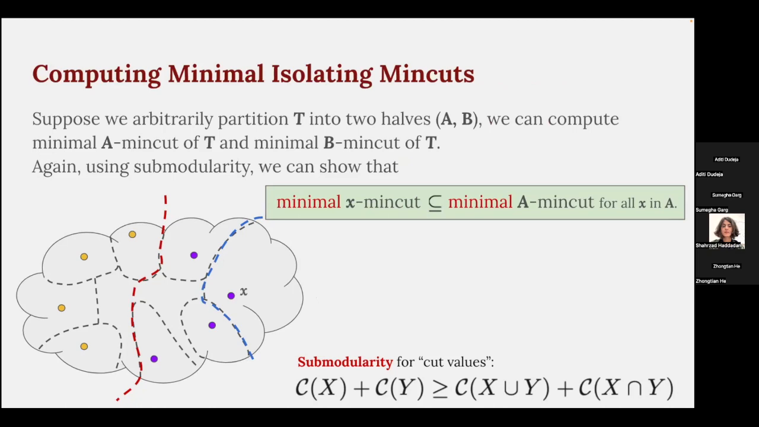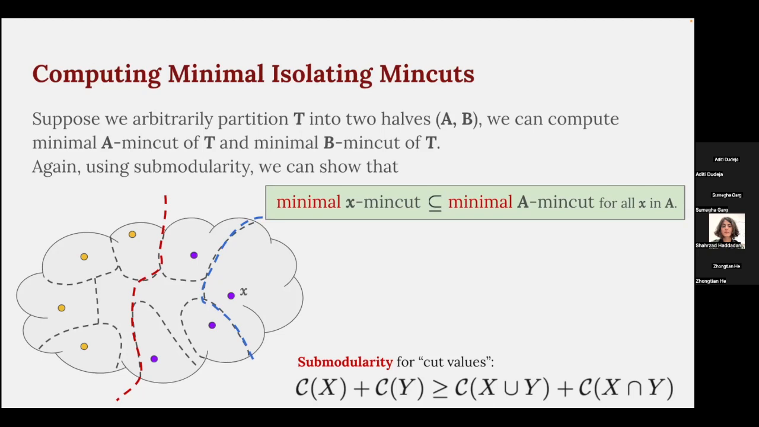Suppose we arbitrarily partition T into two halves. We can compute the minimal A min cut of T and the minimal B min cut of T. By submodularity, we can show that the minimal X min cut is contained in the minimal A min cut. The intuition is exactly the same as the uniqueness of the isolating cuts. If this blue thing intersects with this red min cut and is not contained in the red, then you can take the intersection, which is also an X min cut.